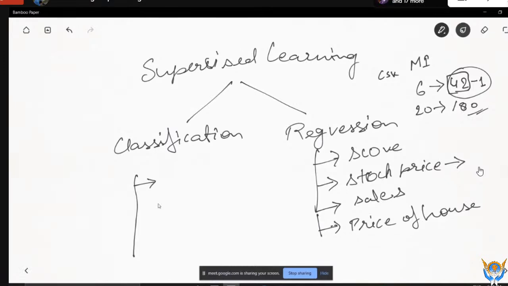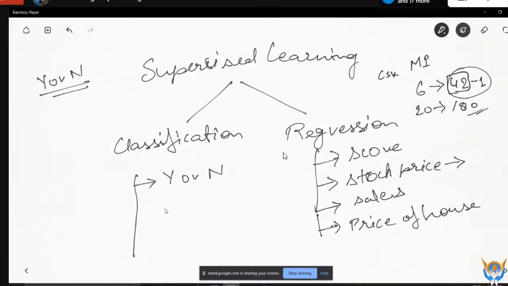When you have to predict some classes, suppose you have different kinds of classes. In the previous page, we learned that we have to predict whether a person has cancer or not. So yes or no is basically your classes. Whether a person has cancer or not is basically your class.